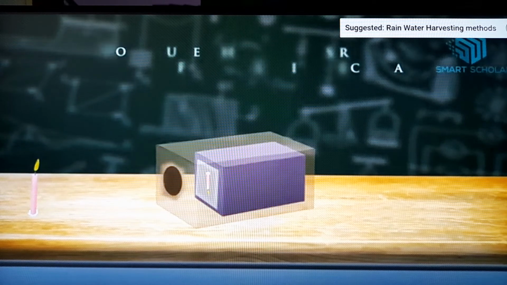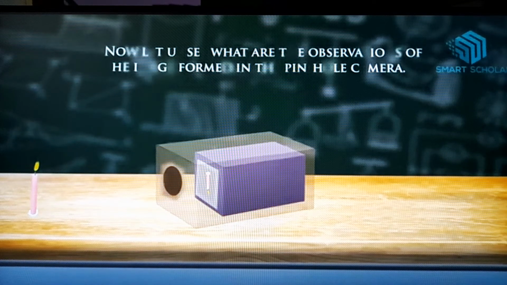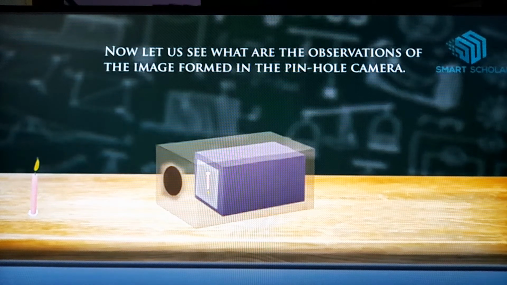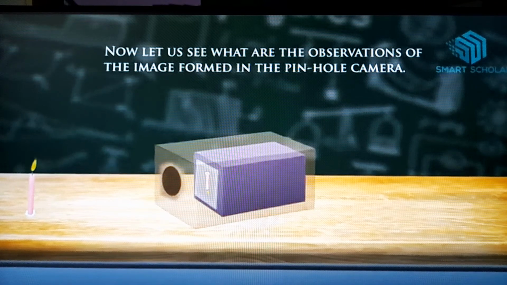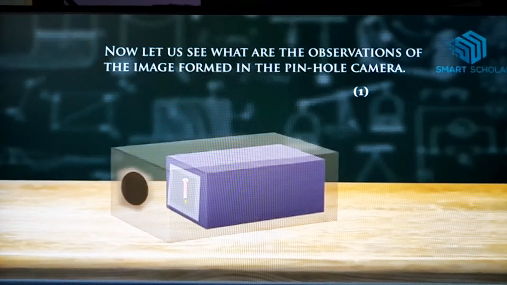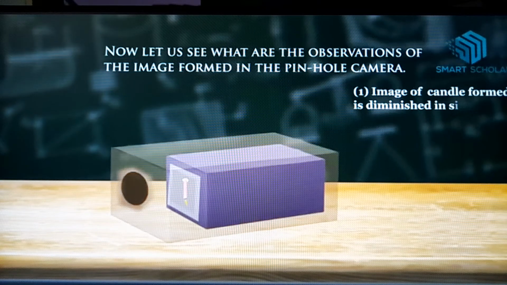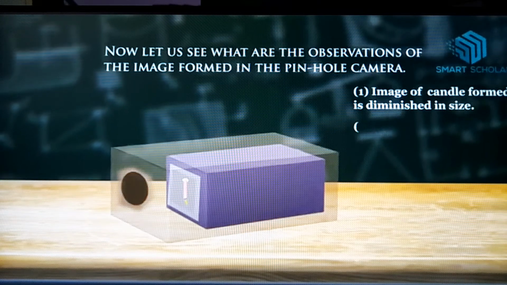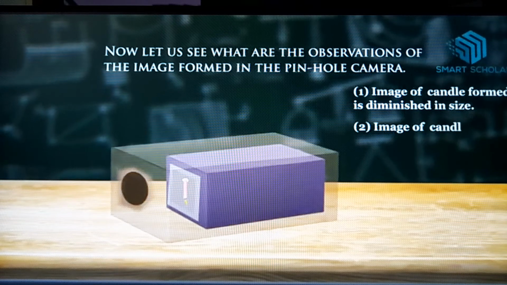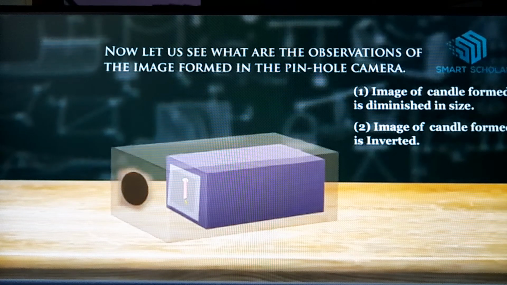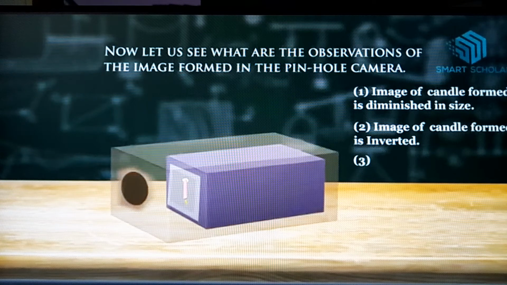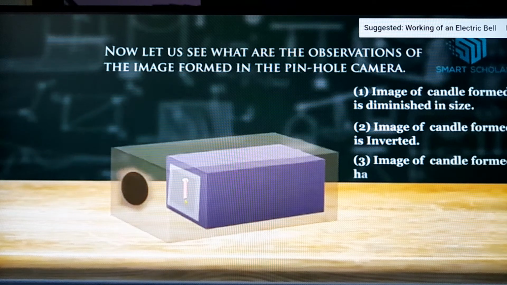Now, let us see what are observations of the image formed in the pinhole camera. Number 1. Image of a candle formed is diminished in size. Number 2. Image of a candle formed is inverted. Number 3. Image of a candle formed has color.